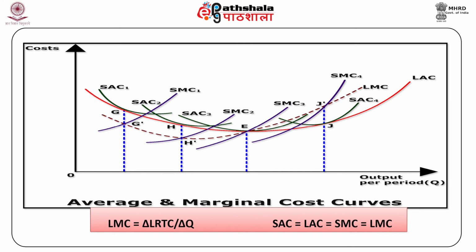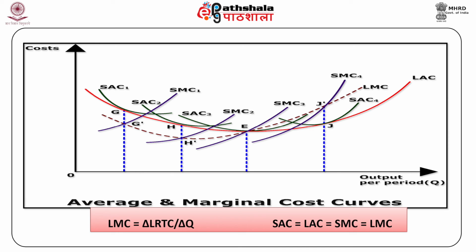First, we plot the SAC and trace the LAC. Following this, we draw the SMC for each SAC. For example, for SAC1, SMC1 is the marginal cost curve. The tangency point of SAC1 and LAC is at G, and the marginal cost of producing the corresponding output Q1 is given by G dash. Thus, point G dash is a point on the LMC. Similarly, we get the marginal cost for SAC2 as H dash, SAC3 as E and SAC4 as J dash.